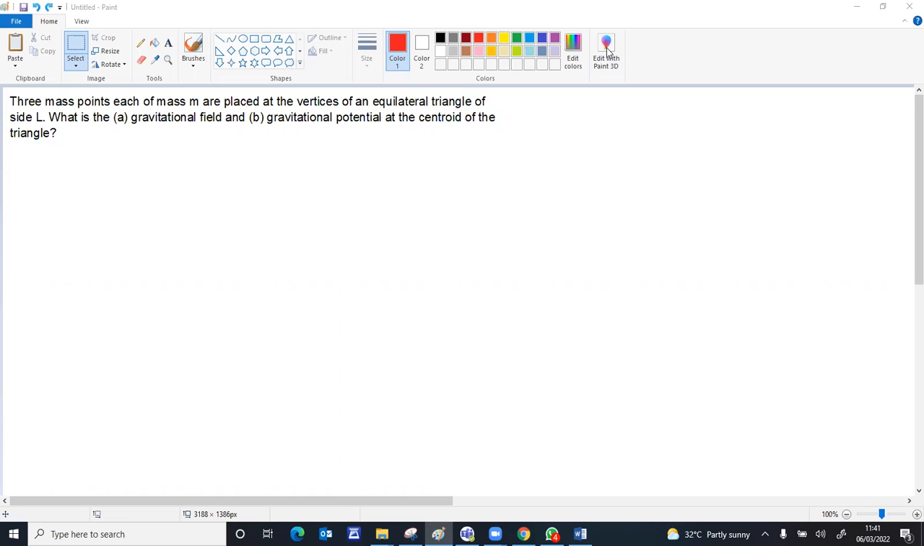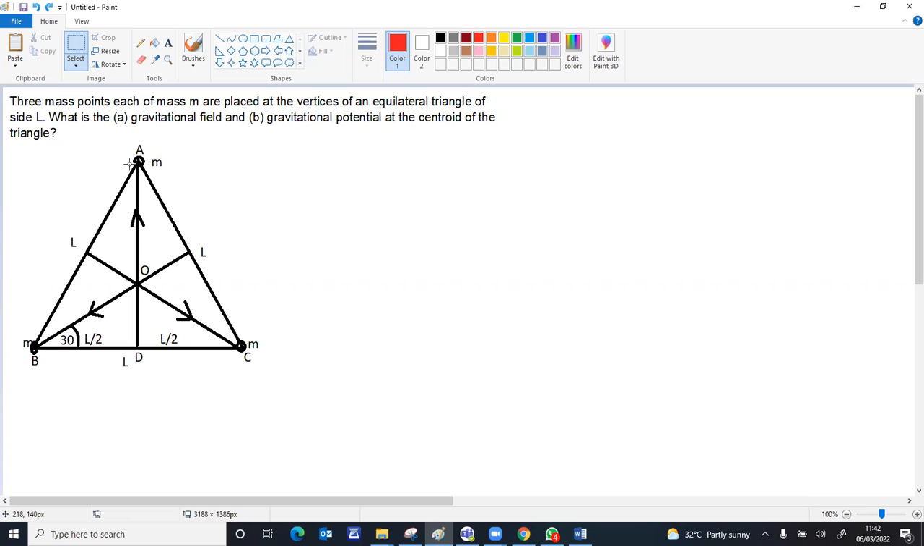There are three identical mass points placed at the vertices of an equilateral triangle of side L. Question number 1, gravitational field. Number 2, gravitational potential at the centroid of the triangle.